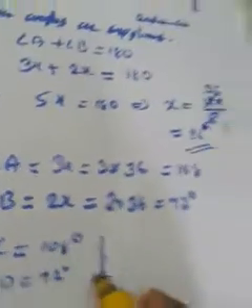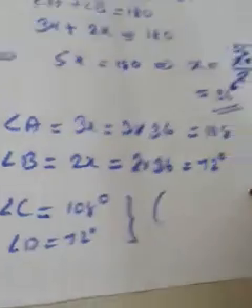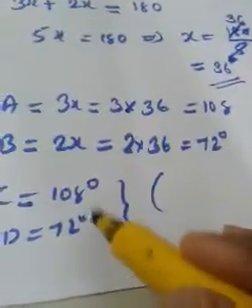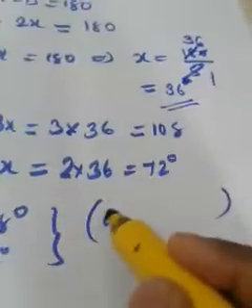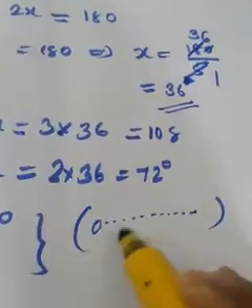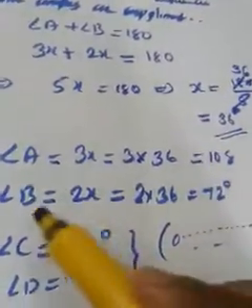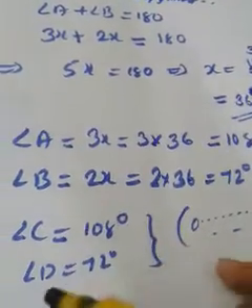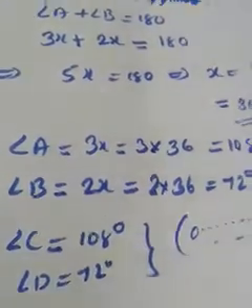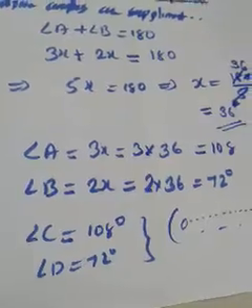Why? Because both have the same reason: opposite angles of a parallelogram are equal. I think you may have understood. So angle A is equal to 108, angle B is equal to 72, angle C is equal to 108 and angle D is equal to 72. Any problem? Okay. This is the answer for the question.